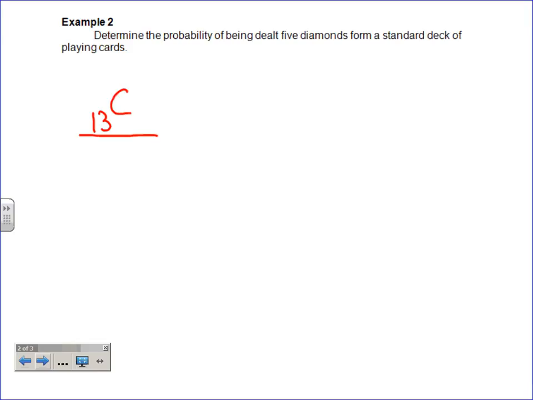And how many of them would I like? Out of the 13 of them, I would like 5 of them. So do you agree that top number is going to tell me how many ways I can get 5 diamonds? That would be a success, correct? So what should go on the bottom for total then?